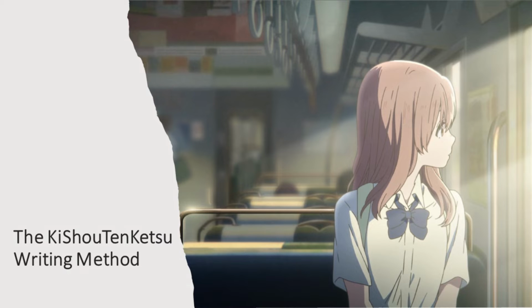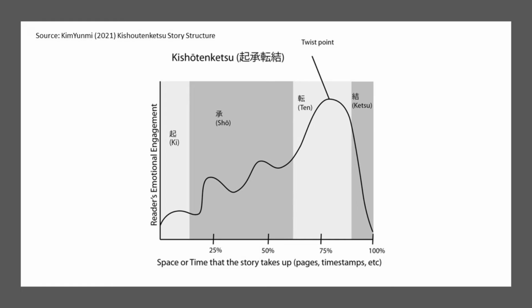For this video, I want to talk about the KiShouTenKetsu Method. The KiShouTenKetsu Method describes the writing structure and narrative style of Japanese stories. I feel like this method is particularly helpful to know when creating a slice of life. The first part of it is ki, which is the introduction, shou, which is development. The ten part is a twist.